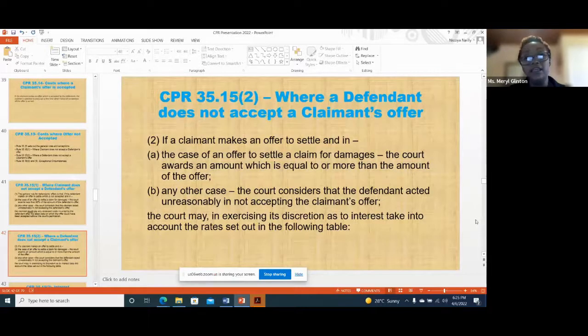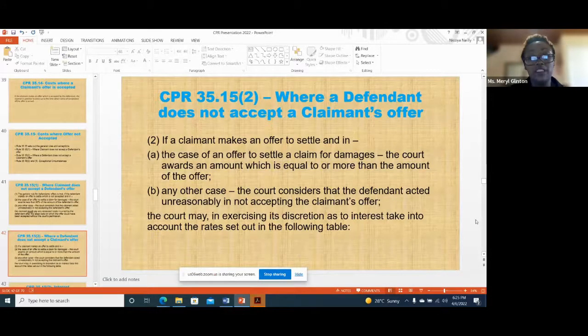Now, unlike the scenario we dealt with before this, the consequence to a defendant who refuses an offer unreasonably is going to be an interest rather than costs. And that's logical because a defendant against whom an award is made will generally have to pay the claimant's costs. So the best way for us to compensate a claimant is by putting some interest consequences in play.